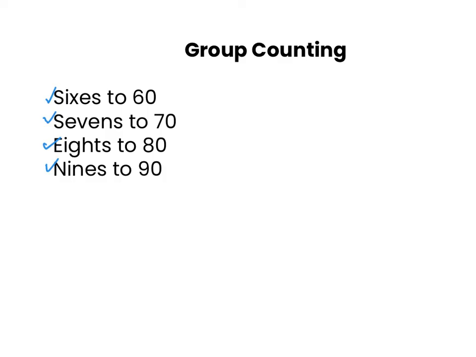9, 18, 27, 36, 45, 54, 63, 72, 81, 90. Let's come back down from 90. 90, 81, 72, 63, 54, 45, 36, 27, 18, and 9.